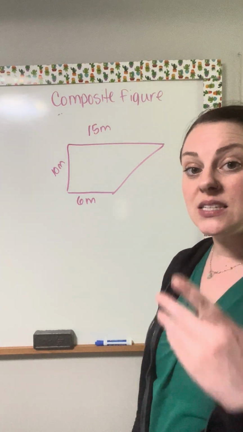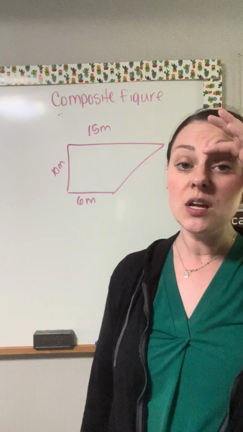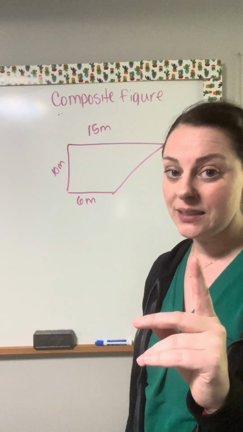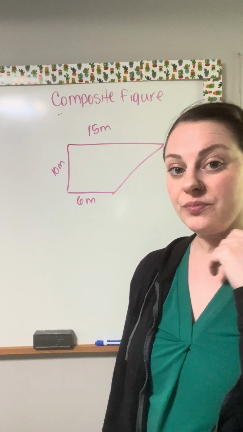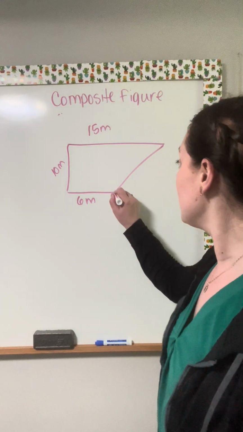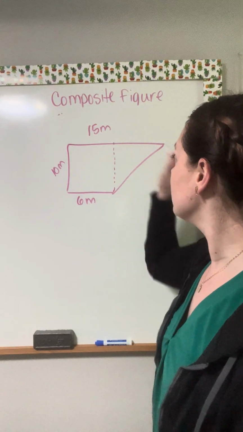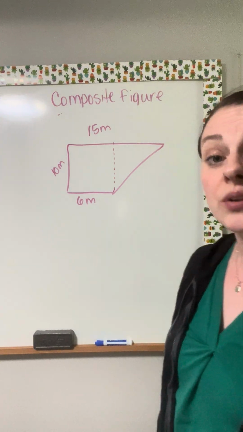So in this case, I see two shapes. I want you on your paper to go ahead and draw one line wherever you think it goes to see where those two shapes are. Okay, and then I'm going to put the line and it goes right here. So I have a triangle and a rectangle.